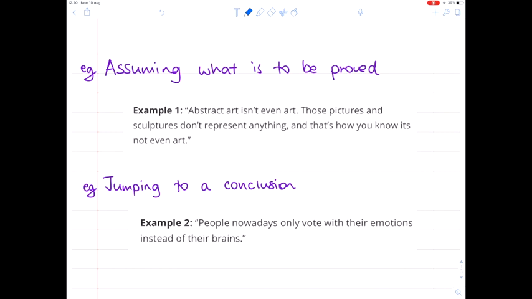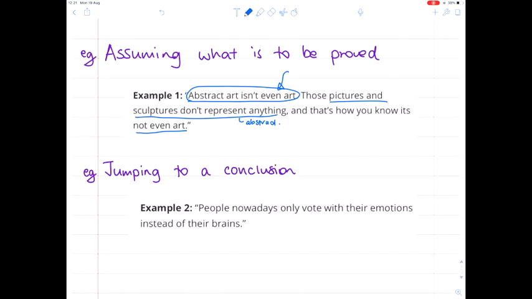Two other examples of fallacies. Assuming what is to be proved. For example, abstract art isn't even art. Those pictures and sculptures don't represent anything, and that's how you know it's not even art. So here, you're making the assumption that abstract art isn't even art, and then you have some pictures and sculptures that don't represent anything, i.e. they're abstract, and therefore they're not even art. But the problem is, this is the thing that you're trying to prove, and you've stated it initially as a premise that you're going to work with.